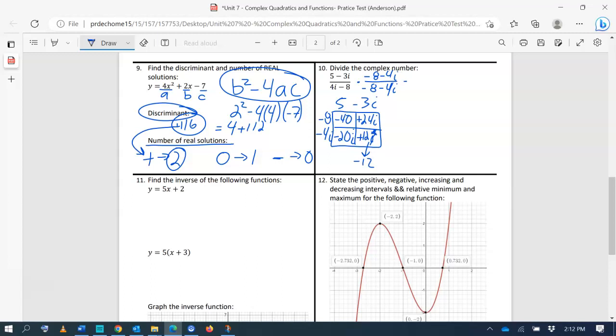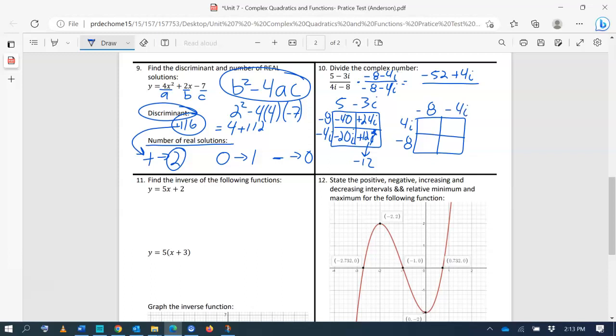Now let's add like terms. So negative 40 minus 12 is negative 52. And negative 20i plus 24i is positive 4i. Now for the bottom, our denominator. You can flip the denominator like we did before, or we leave it the way it was written. Either way, you get the same answer.